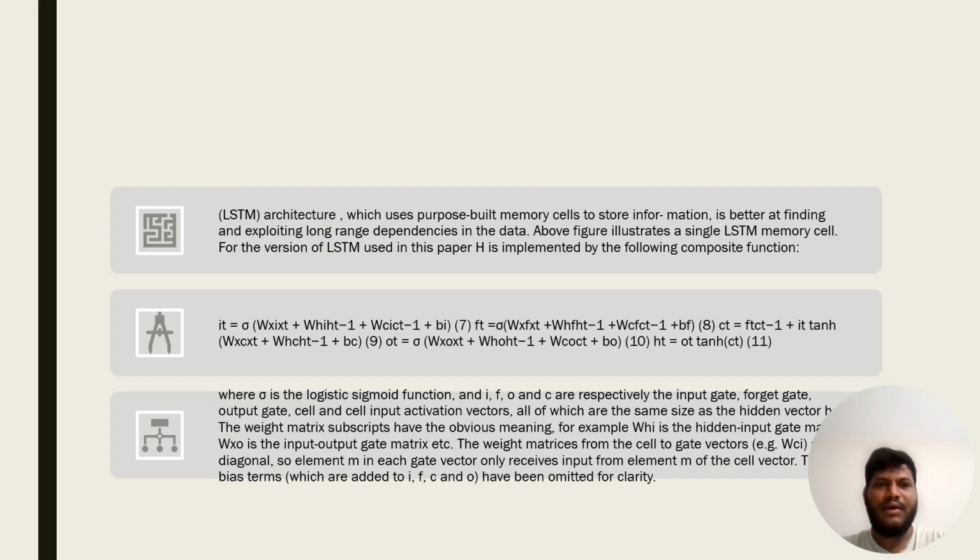The point about LSTM is that the architecture uses purpose-built memory cells to store information, which is better for finding and exploiting long-range dependencies in the data. The figure illustrates a single LSTM cell memory for the version of LSTM used in the paper. H is implemented by the following composite function, and below is the equation for getting that cell, and further details are added in the next paragraph.